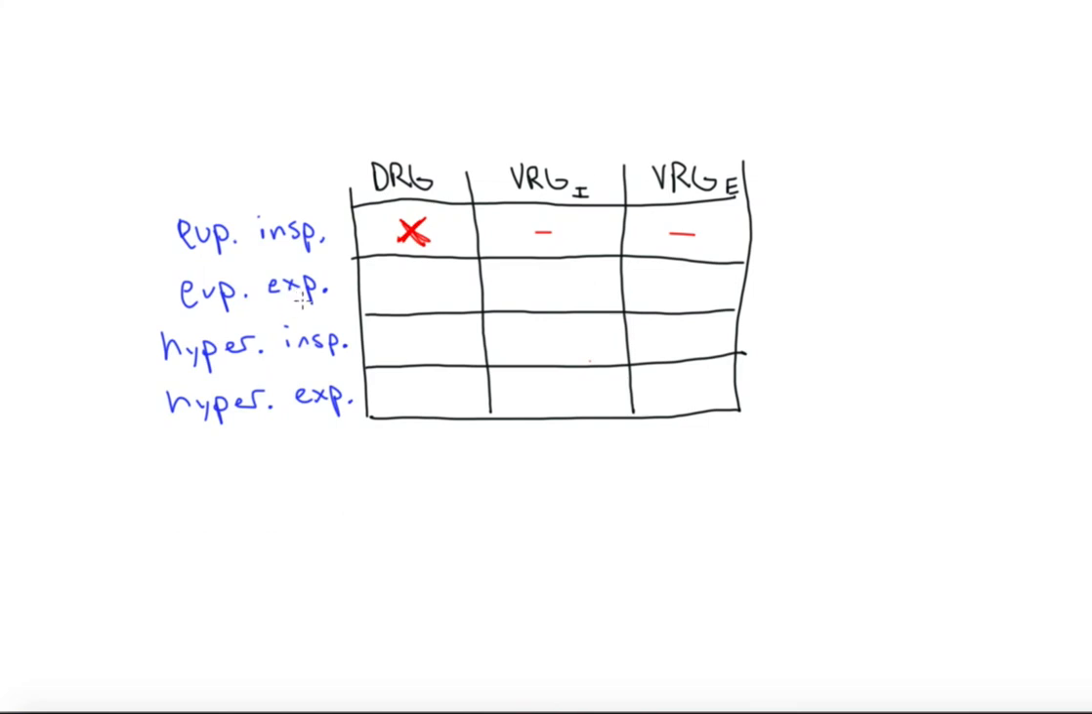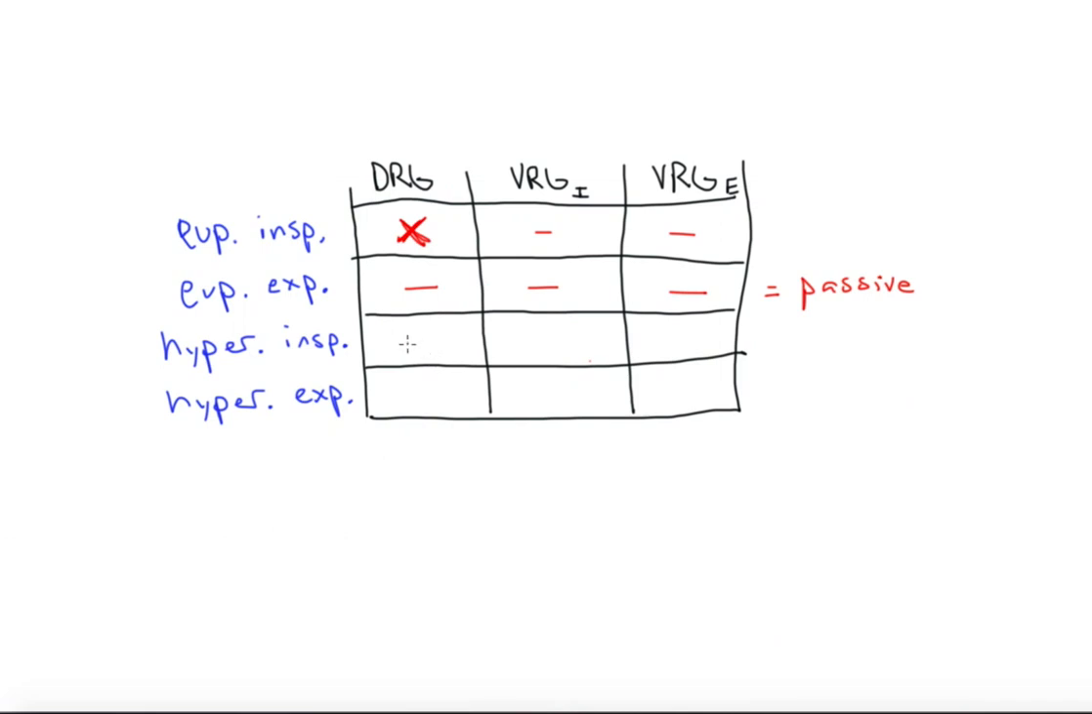Eupnic expiration, it's not the DRG, right? Because the DRG is inspiratory. It's not the VRG inspiratory, and we're certainly not doing forced expiration, right? Because remember, it's eupnea. So it's nothing, nothing, and nothing. And what that means is that exhaling at rest is passive. In other words, it does not involve muscular contraction. It's all elastic recoil of the lung and gravity, right? So we're not using any muscles to exhale at rest.